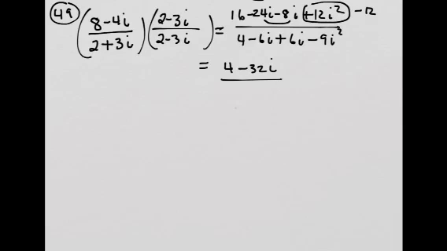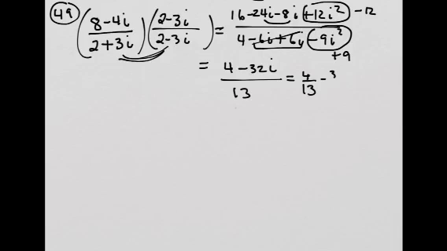The denominator, this becomes plus 9. So 4 plus 9 is 13, and this is 0. Because remember, that's the goal of the conjugate. When you multiply these two, the i is always gone. So in standard form, it'd be 4/13 minus 32/13 i. That would be your standard form.